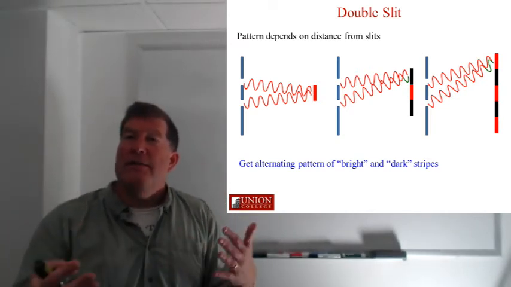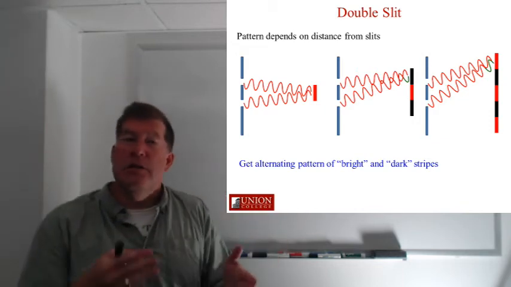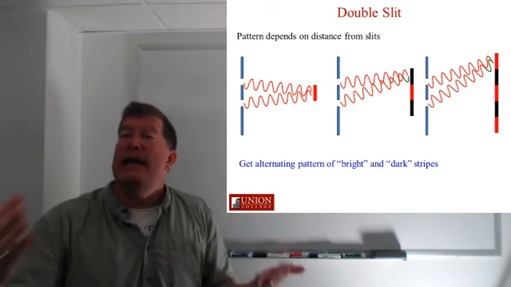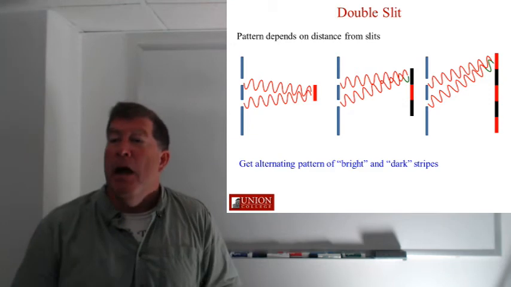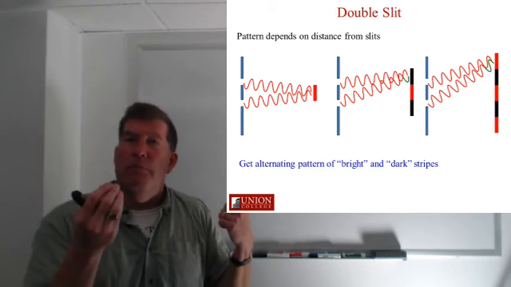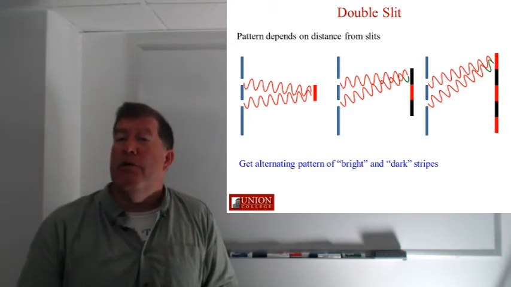So this pattern is what gives us these bright and dark stripes that we see when we do this double slit experiment, whether it's with electrons or whether it's with light.